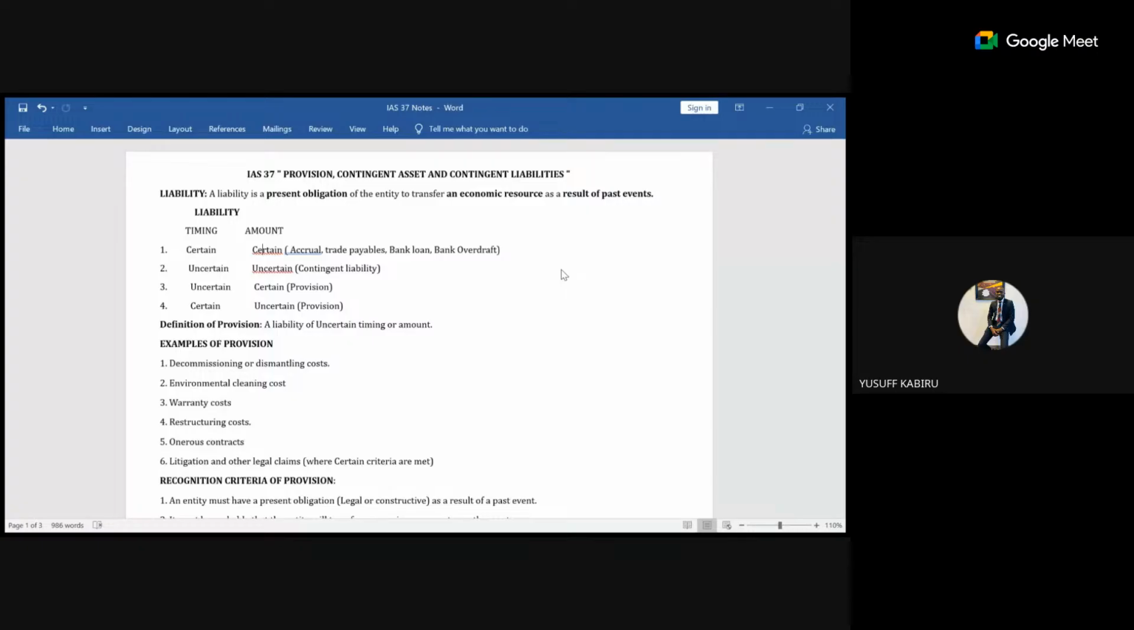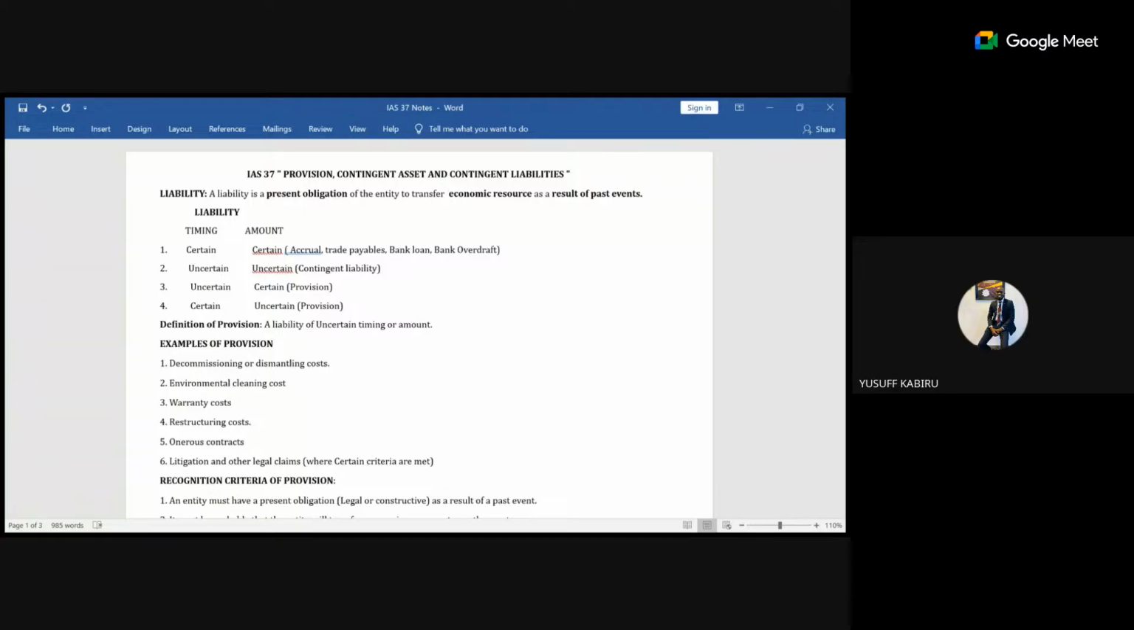Now, liability. First and foremost, let's pick it one after the other. A liability is a present obligation to transfer an economic resource as a result of past events. For you to say you have a liability, I am owing somebody. A liability is a present obligation, which means an obligation you are owing presently. Please, let's get that very straight. And liability is a present obligation in line with the conceptual framework.